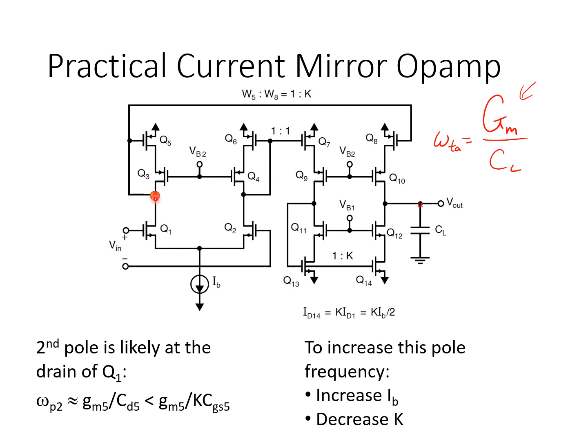What can we do? Well, what we would like to do is increase GM5 to decrease the small signal time constant associated with this node. Increasing GM5 means increasing its bias current, determined by IB. If we increase the bias current IB but keep the total power budget the same, that's going to mean a decrease in K. So again, it's the exact opposite trade-off we saw for the folded Cascode op amp. When the second pole is dominant here in the current mirror op amp, we actually want to push more current in the input pair and less current in the output pair.